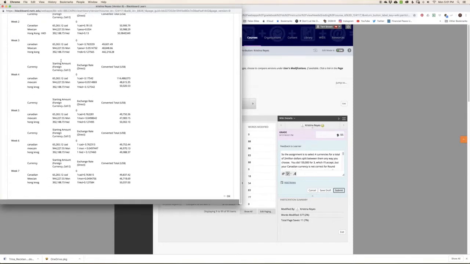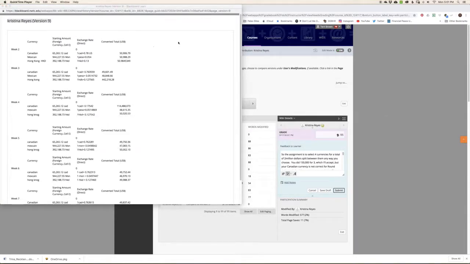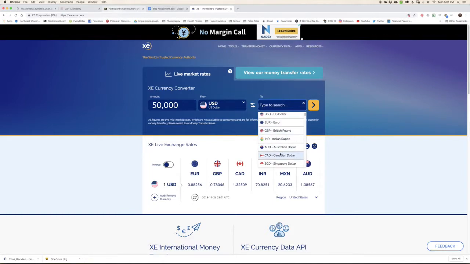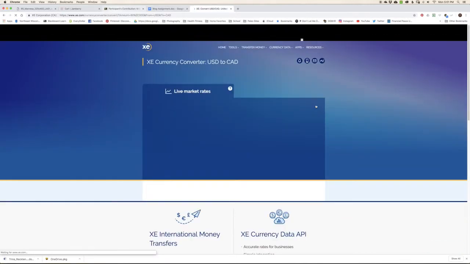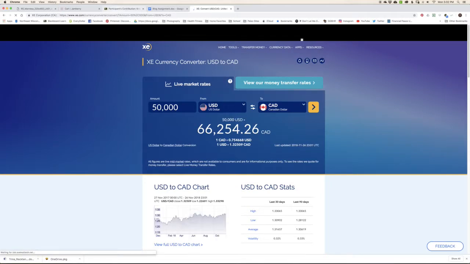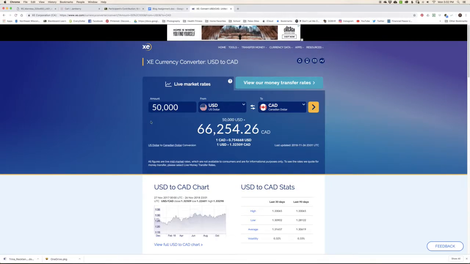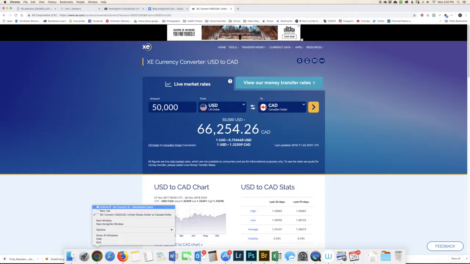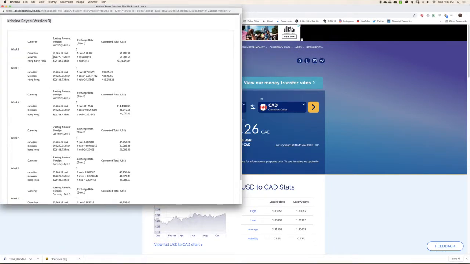So now what you would do then for week 1 is you take this 50,000 and you had it going to Canadian dollars. So this would be US to Canadian. And your exchange rate then is $66,254. I have to log into this each time, or maybe do a screen print. Here, okay. So $66,265 is correct. That was your initial investment. So that looks right. Okay, so that number is fine.